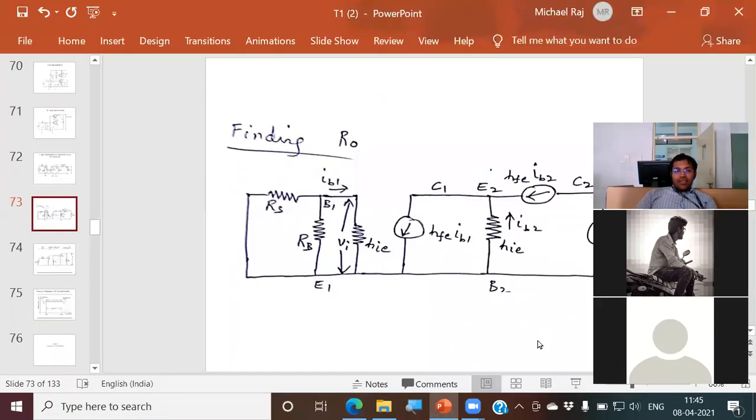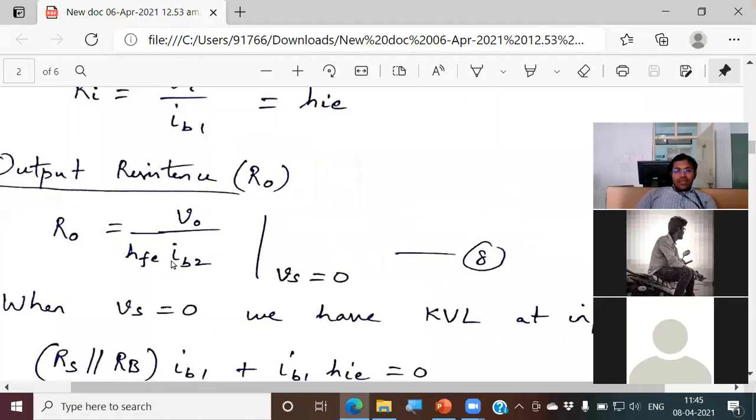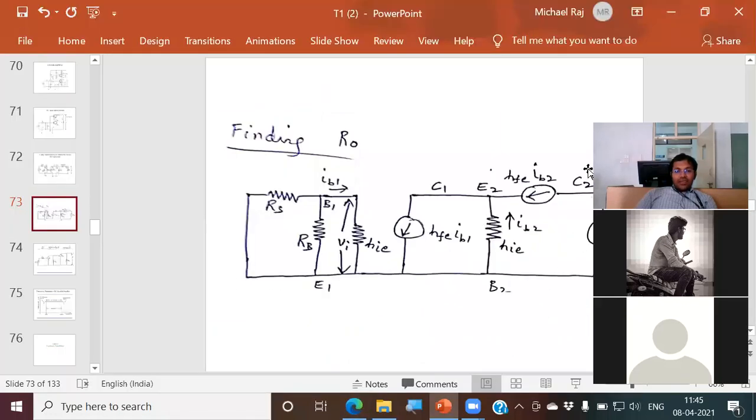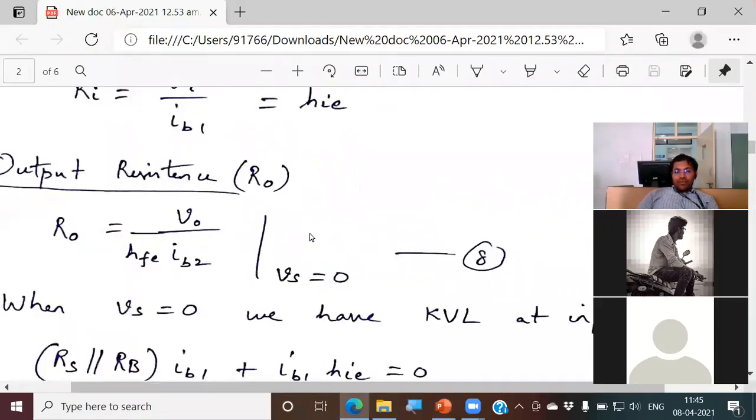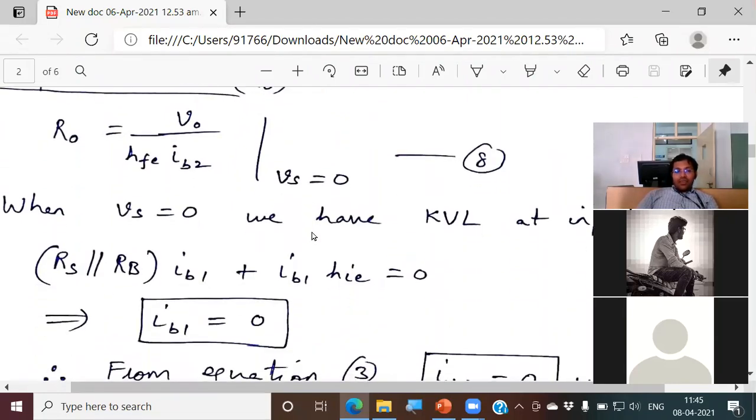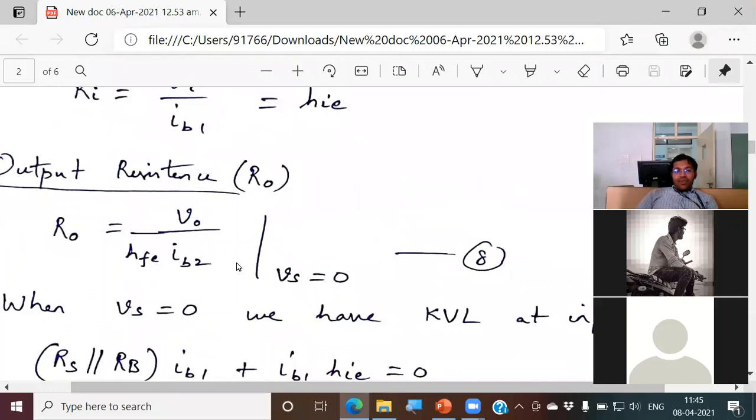We already did that. No RL, isn't it? I told you RL is there or not there, the remaining analysis doesn't change. Fan I switch on, lights, remaining equipments are not affected. So I need not mention. So far all good. Now all we need to do is find out what is IB2. Then I get R0.